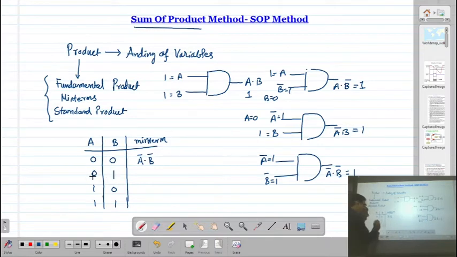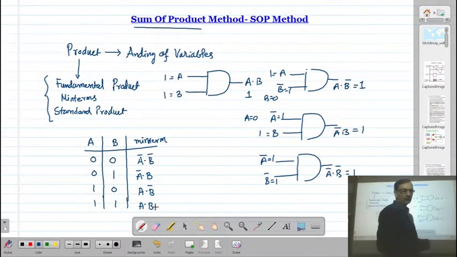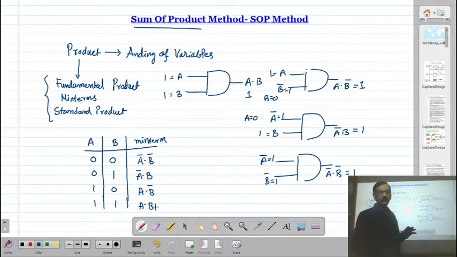So A bar dot B bar is my fundamental product, or the minterm. Same way, in the second one A is 0, B is high. If I apply it to the AND gate, the output will be 0. But for the fundamental product I have to take the complement of variable A, so A bar will be there, and B is already high, so I don't have to complement. So A bar dot B is the minterm for this combination of A and B. Same way, in the third one A is already high, so you don't have to take the complement, but B is 0, so we have to take the complement so that the output is going to be high. So A dot B bar is the minterm for this combination. And here A and B both are high, so A dot B represents the minterm, or fundamental product, for the combination A equal to 1 and B equal to 1.